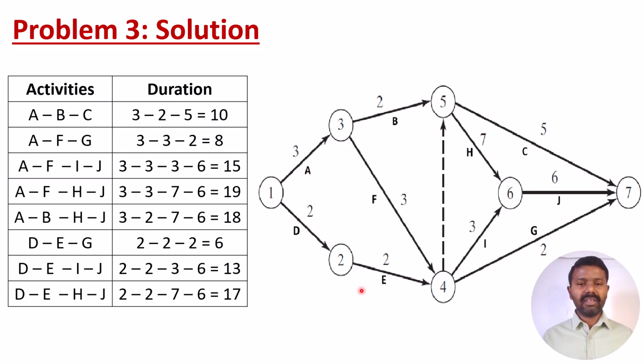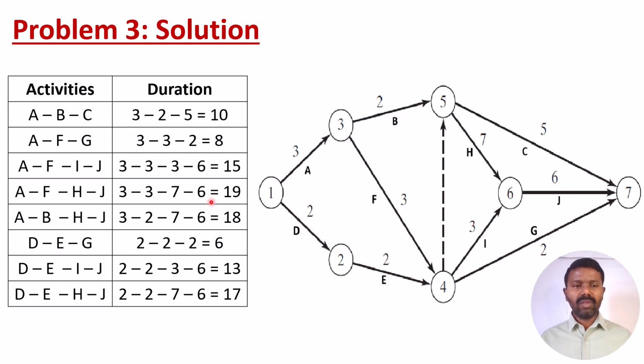DEG is taking 6 hours. DEIJ is taking 13 hours. And DEHJ is taking 17 hours.